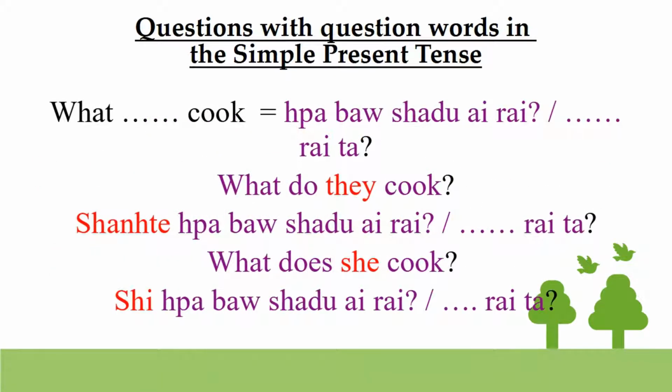We are using the question word what. What in Kachin Jinghpaw, pabo. Rai. Da.